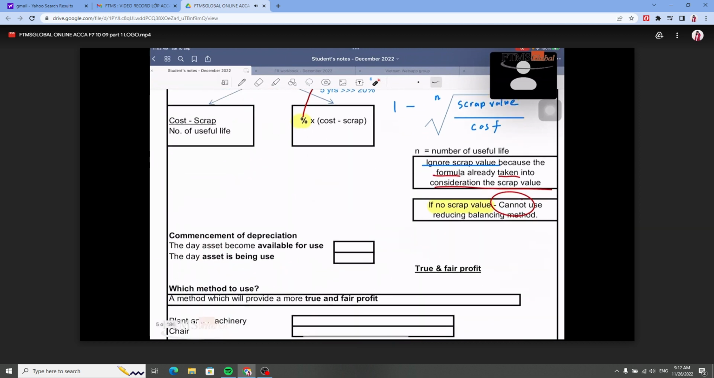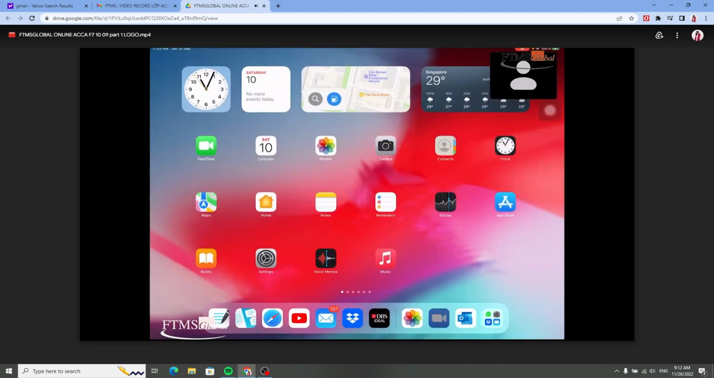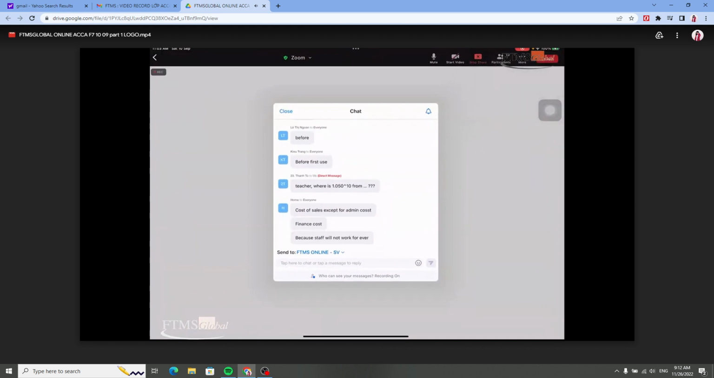The next thing is we need to know exactly when you should start depreciation. I have two choices here: the day when your asset is available for use, or the day I start to use the asset. Available for use, I call this A. The day you start to use the asset, I call it B. So the question is, when do you start depreciation, A or B? Any suggestion, A or B?